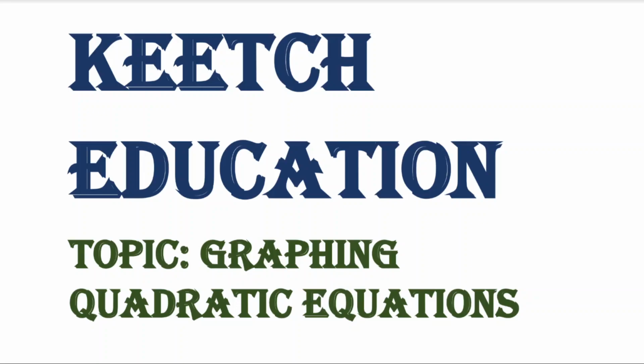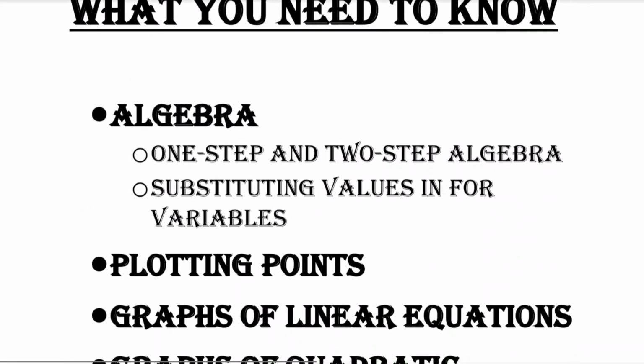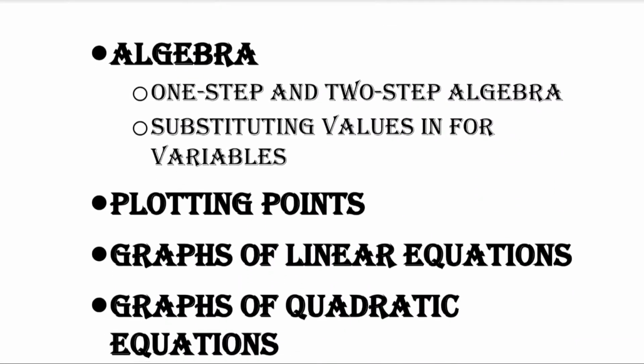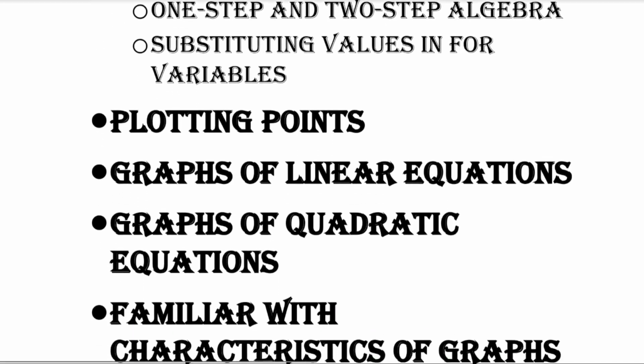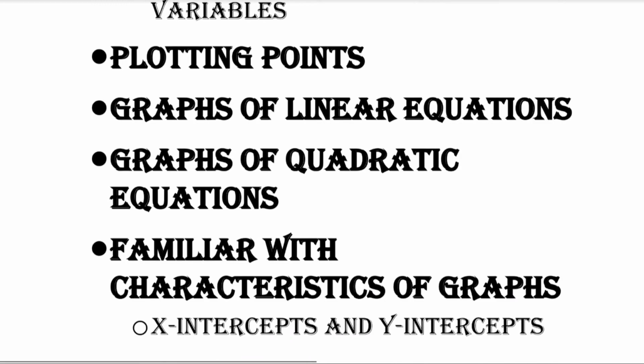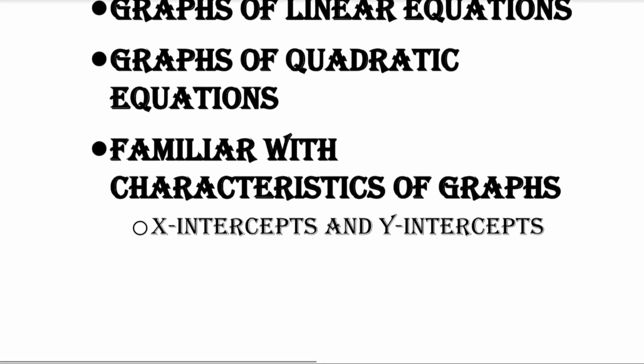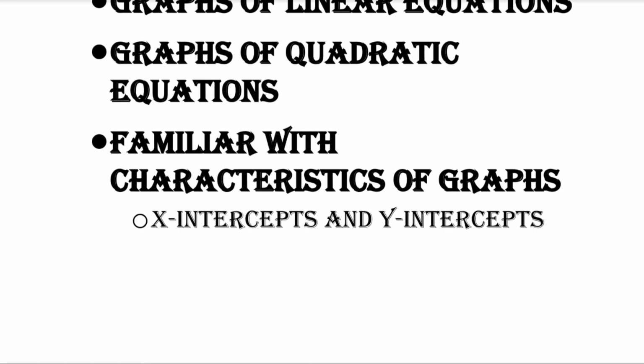I'm going to talk about the process for coming up with the graph of a quadratic equation that's in vertex form. What you need to know is one-step and two-step algebra. You need to be able to substitute values in for variables, know how to plot points, be familiar with graphing linear equations and graphs of quadratic equations in general, and being able to identify the characteristics of quadratics.